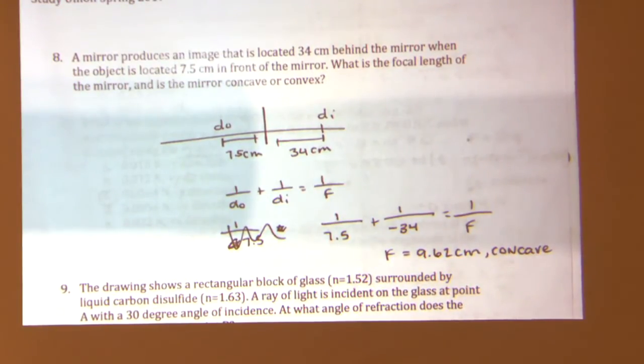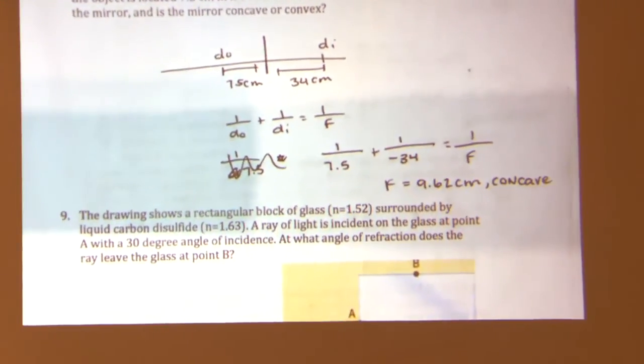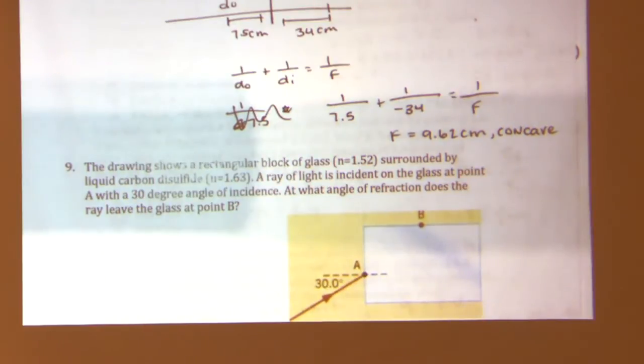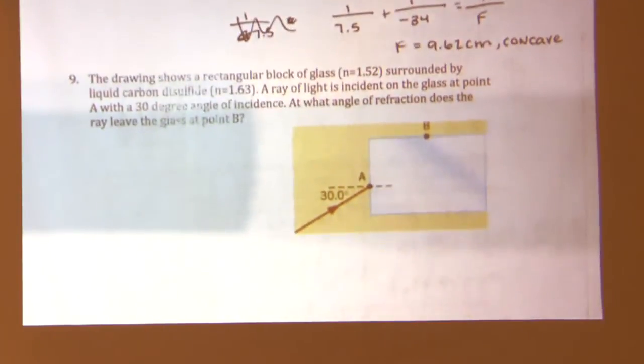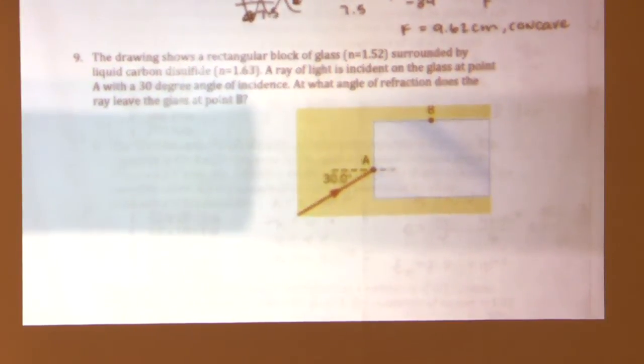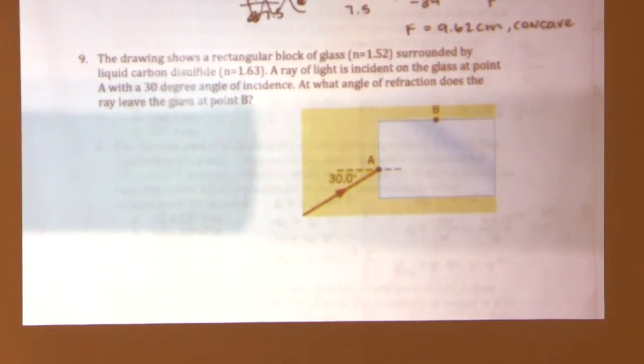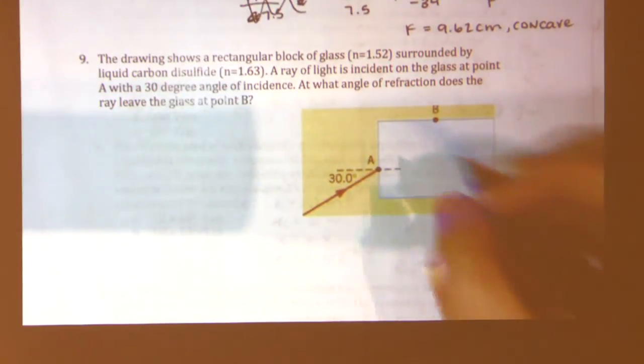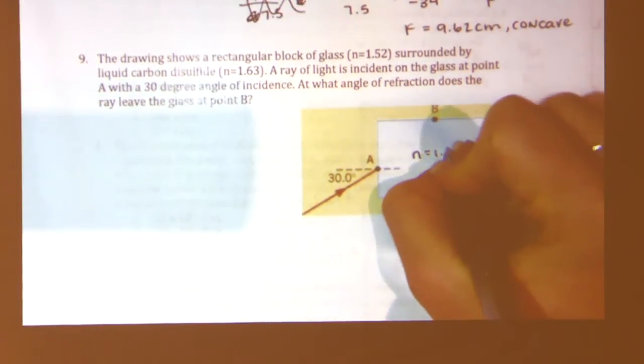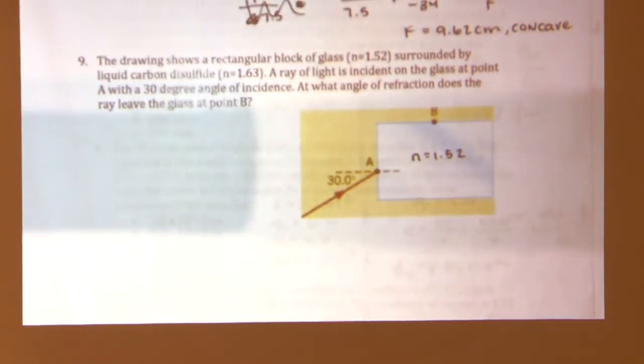Okay. And then I believe this is actually the last question. This is a Snell's law question. It says the drawing shows a rectangular block of glass, and it gives us n equals 1.52. So I'll go ahead and write that in here. Surrounded by liquid carbon disulfide, where our n is 1.63.